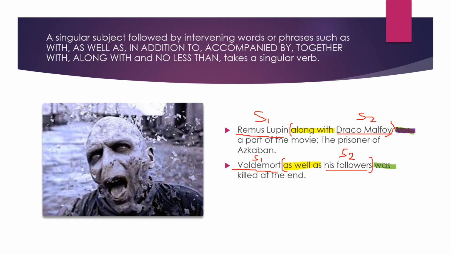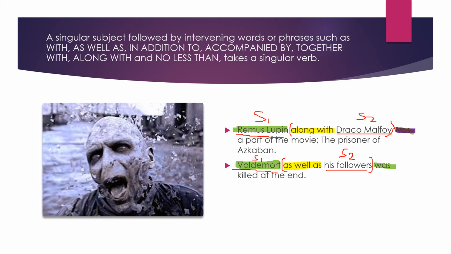So this was and this was will only be going by the first subject, which is in both cases singular. So with the singular subject will go the singular verb. With the plural subject will be going a plural verb.